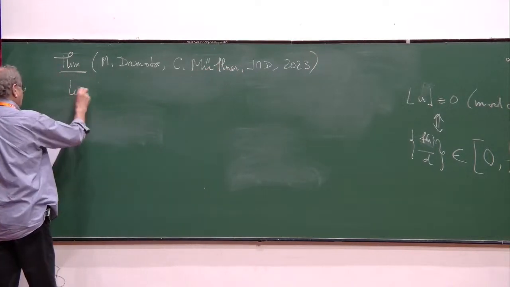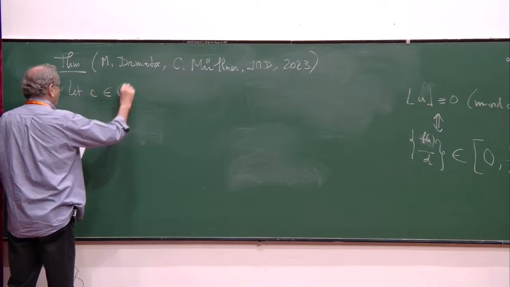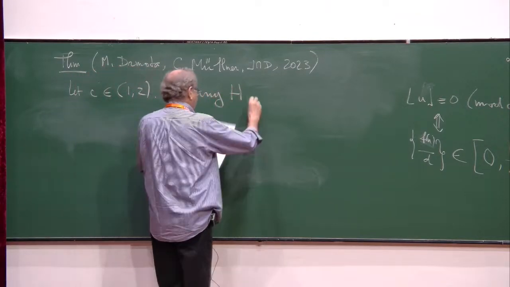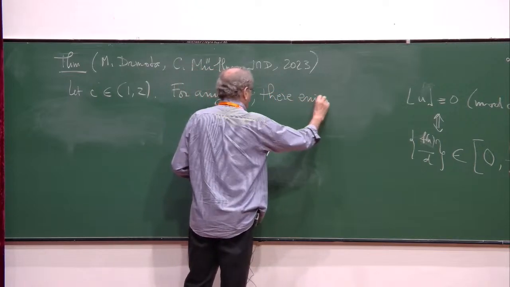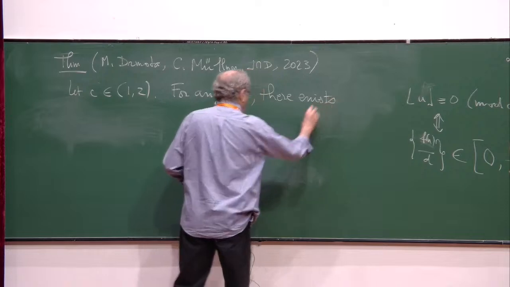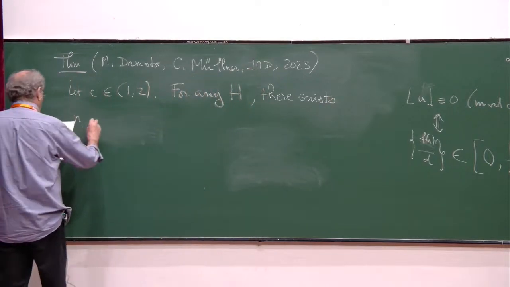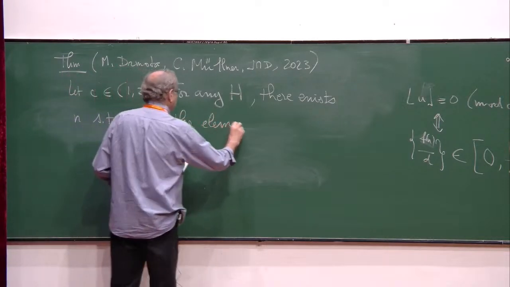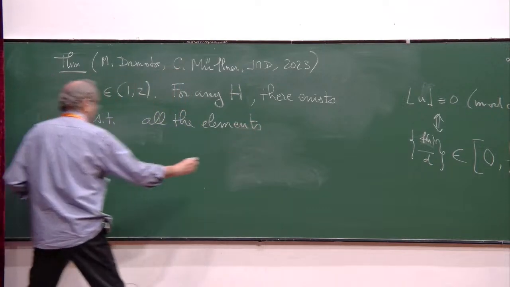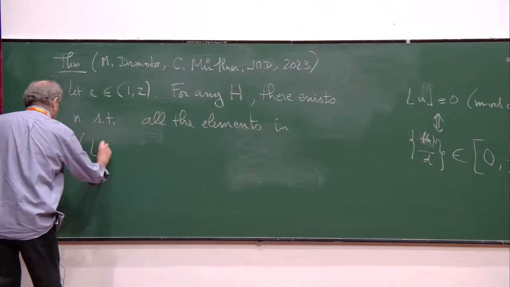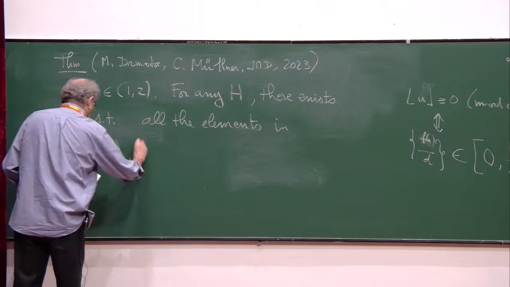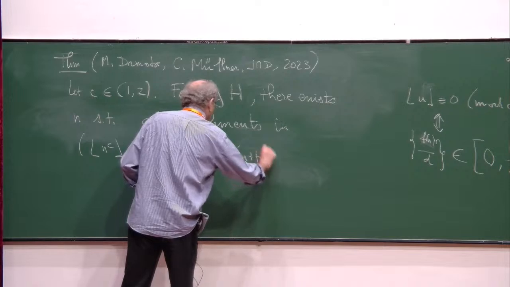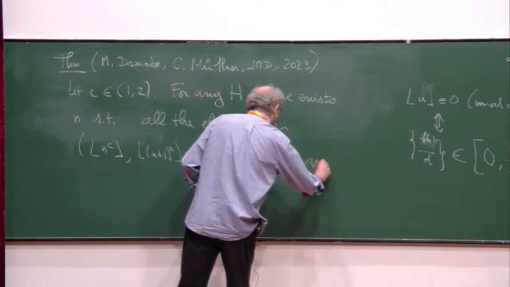Okay, we prove the following. Let C be in (1, 2). Then we have the following. For any h, there exists a positive integer n, indeed infinitely many n is exactly equivalent, such that all the elements in the floor of n^C, floor of (n+1)^C, up to floor of (n+h)^C are pairwise coprime.